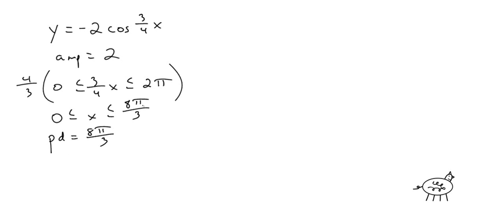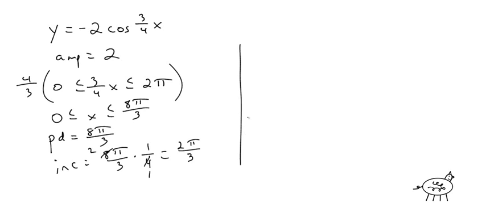Because that's 8 pi over 3 minus 0, right? And let's figure out our increment. It's 8 pi over 3 times 1/4, or divided by 4. But it's, of course, easier this way. So that's a 2 and a 1. So we get 2 pi over 3. Okay, that's our increment.